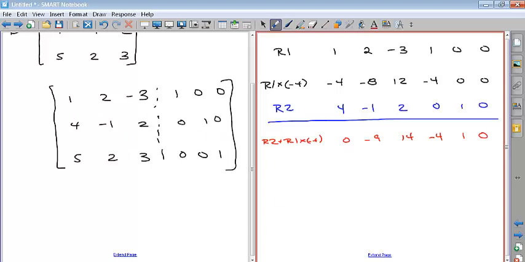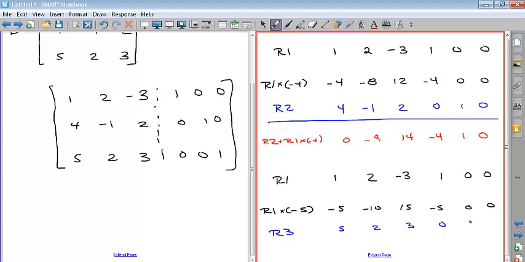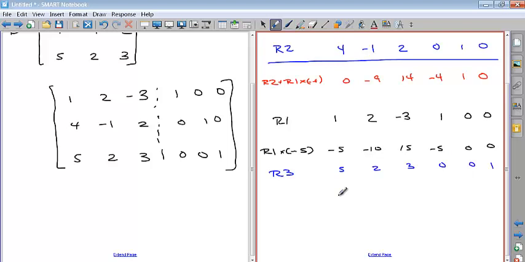I can substitute that for row 2, but let's go ahead and do the next one. So again, I'm going to take row 1, which is 1, 2, negative 3, 1, 0, 0, and I'm going to multiply by negative 5. That's to get that to go to 0. So I'll get negative 5, 1 times negative 5 is negative 5. I get negative 10, positive 15, negative 5, 0, 0. Then I will write down row 3, and that is going to be 5, 2, 3, 0, 0, 1. Then I add those two. So I get 0, negative 8, 18, negative 5, 0, 1. So that is row 3 plus row 1 times negative 5.